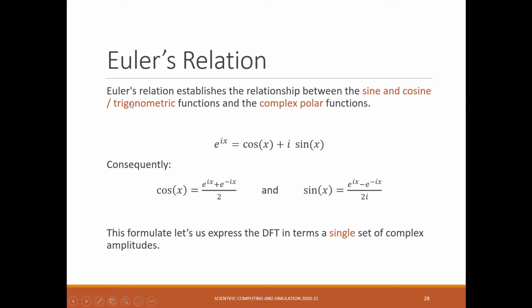I also want to introduce Euler's relation that establishes the relationships between trigonometric and polar functions. The left-hand side expression shows a complex number in the polar form. However, the right-hand side expression shows this complex number in the rectangular notation using sine and cosine functions. We can use this equation to obtain the polar forms of cosine and sine functions and finally obtain the complex Fourier series.